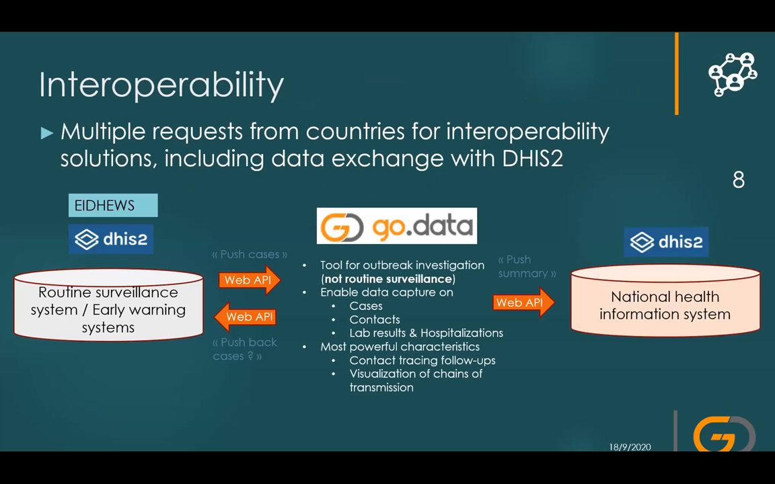This is a bit of a busy slide, but I'll just set the stage before passing it off to Petra. We've had multiple requests from countries since the COVID-19 outbreak started that they wanted to be able to utilize GoData perhaps for contact tracing, but they were already using DHIS2 for their event-based surveillance and they wanted a way to exchange data between the two. We also want to find a way to push summaries of what's being captured in GoData to the existing national health information system, oftentimes DHIS2 in countries where we're working.